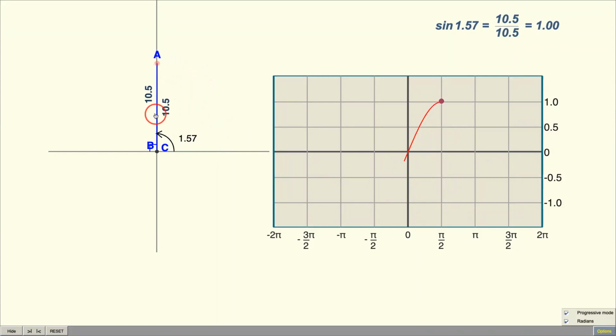It draws this up to here. So it goes from 0 up to 1. Then in this quadrant, sine is still positive, but now the value of sine is going to reduce. So it goes from 1 back to 0. And so we get this happening.